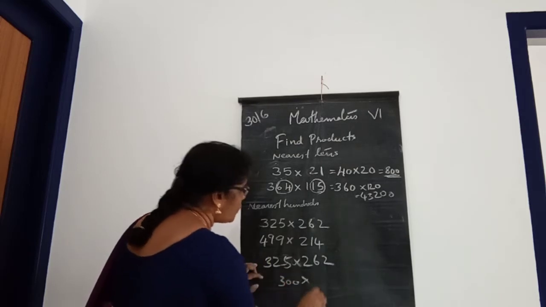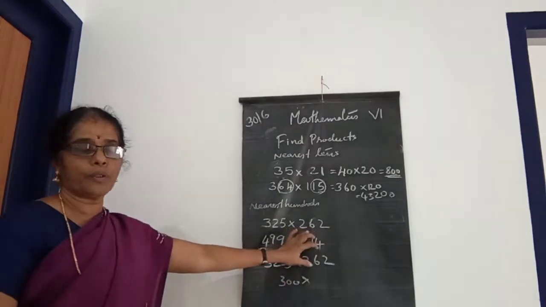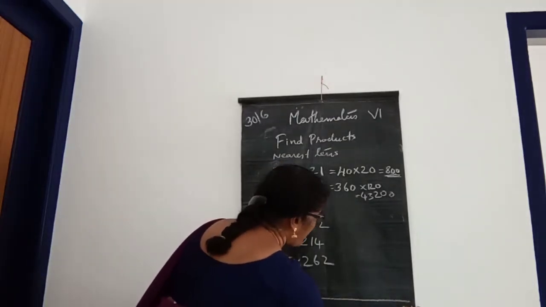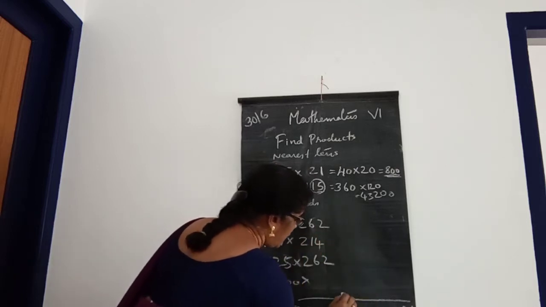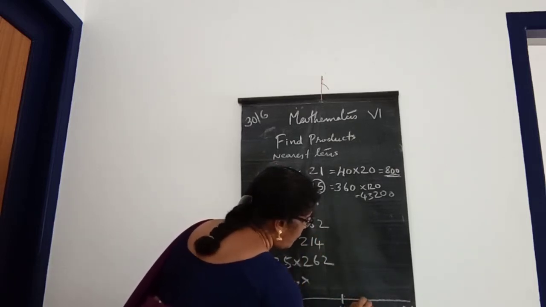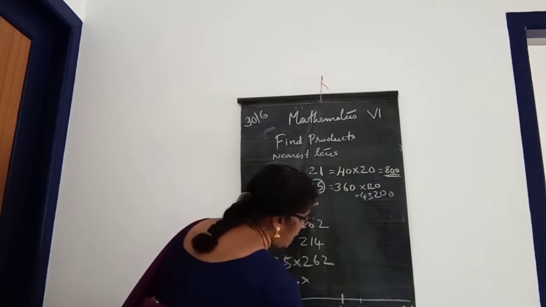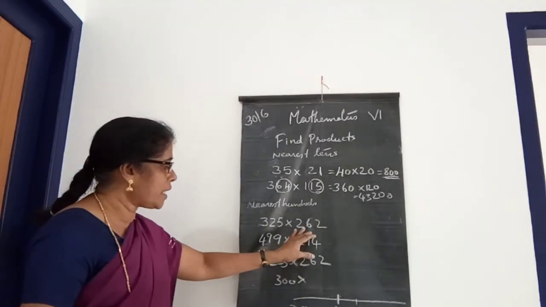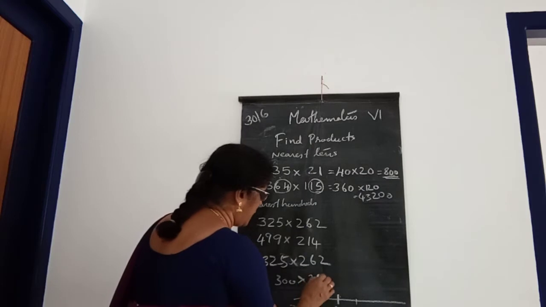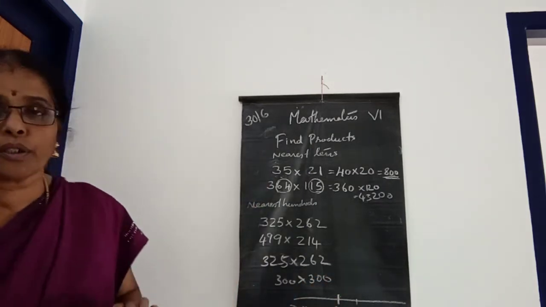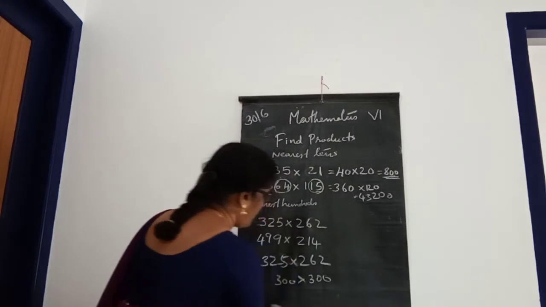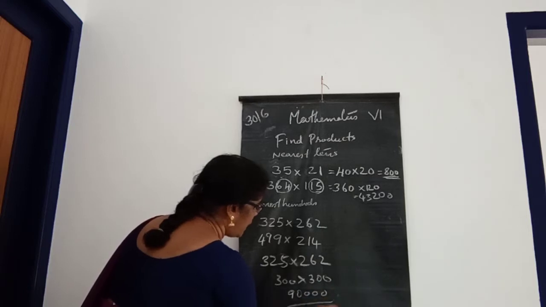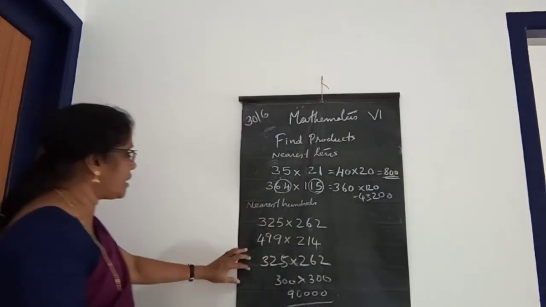300 into, then which one is the nearest hundred for 262? 262 is between 200 and 300, and the place of 262 is here, 250. So here 262. So this one, 300, is the nearest hundred rather than 200. So 262 is 300. Then what is the answer, children? 300 into 300. So 3 3s are 9 and 4 zeros. Okay, that is 90,000. That is nearest hundred.